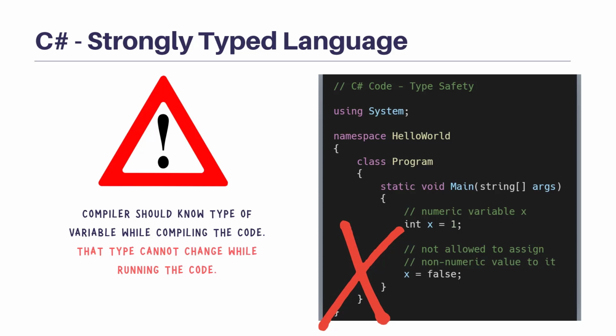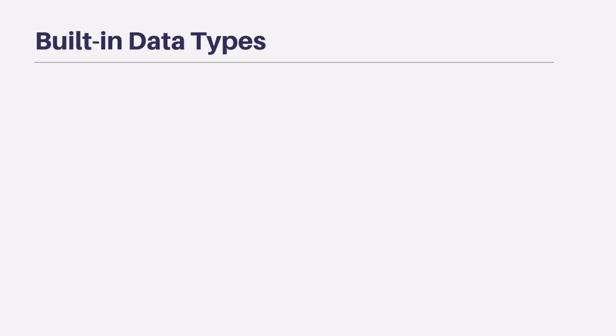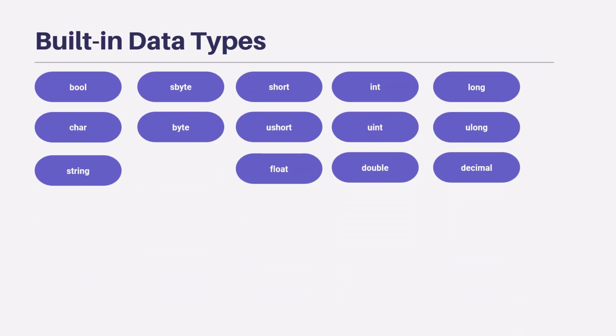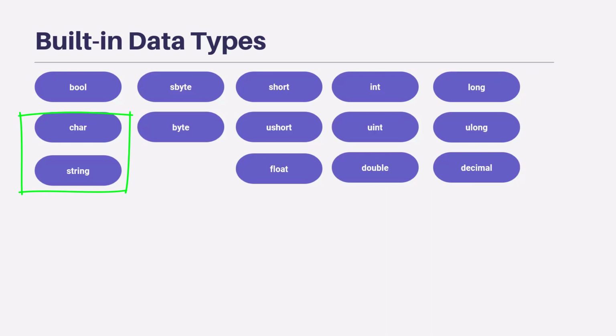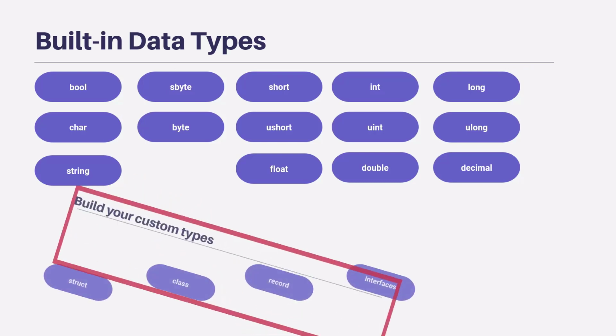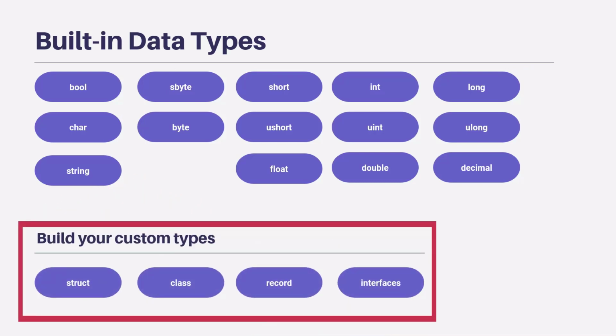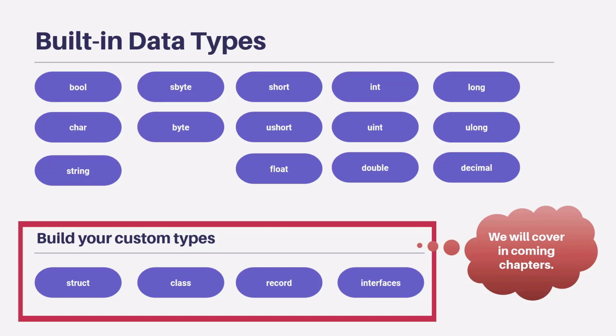We have seen how to declare a variable. Now, one more concept before we dive into the code. C# provides a lot of built-in data types. You can define variables to hold numbers, alphabets, or sequences of alphabets, etc. In addition to built-in data types, C# also provides a way to create your own data type by using structures, classes, and records. In this chapter, we are going to cover only built-in data types. We will cover structures, classes, and records in some future chapters.